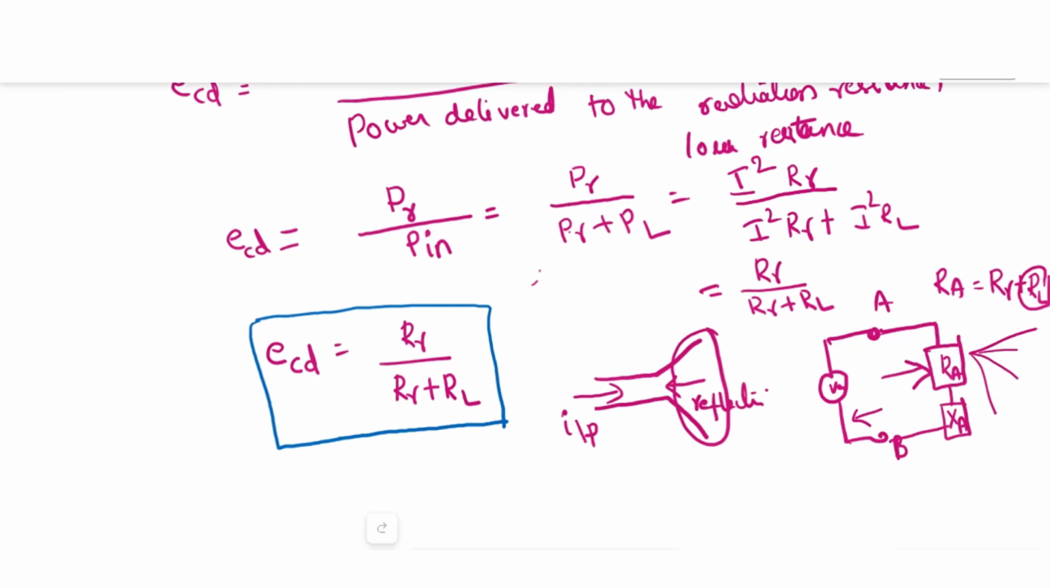High radiation efficiency indicates that most of the input power is converted into electromagnetic radiation rather than being lost as heat. Remember that point. I'll repeat. High radiation efficiency indicates that most of the input power is converted into electromagnetic radiation rather than being lost as heat.